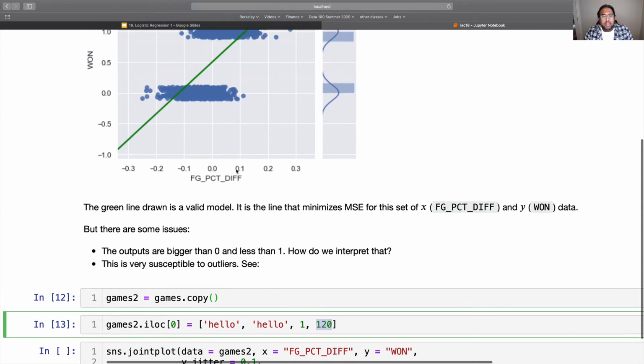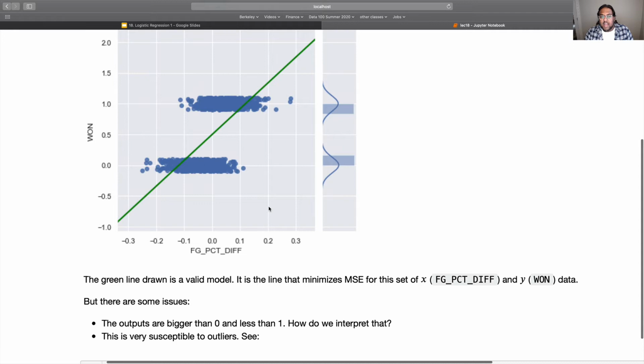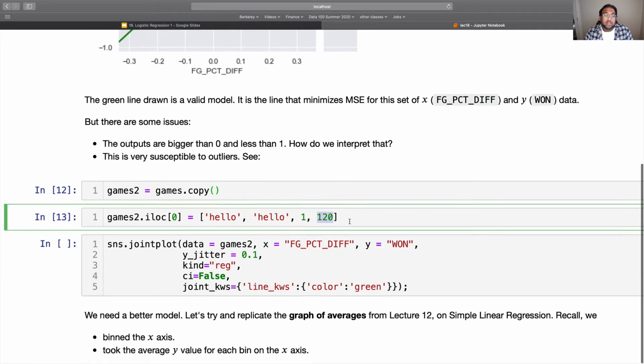Now, recall, we're calling the column field goal percentage difference, but this is really measured in proportions, right? 0.1 means the team shot 10% better than their opponent. And so 120 here really means 120 times 100% better, so 12,000% better, which, of course, is not a realistic value, but this is here just for the purposes of showing you what an outlier will do to our model.